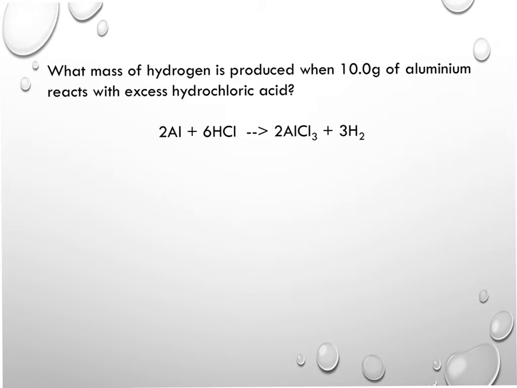Final example. What mass of hydrogen is produced when 10 grams of aluminium reacts with excess hydrochloric acid? Hydrogen as our unknown, and aluminium is our known substance. Hopefully we're getting the hang of this now.